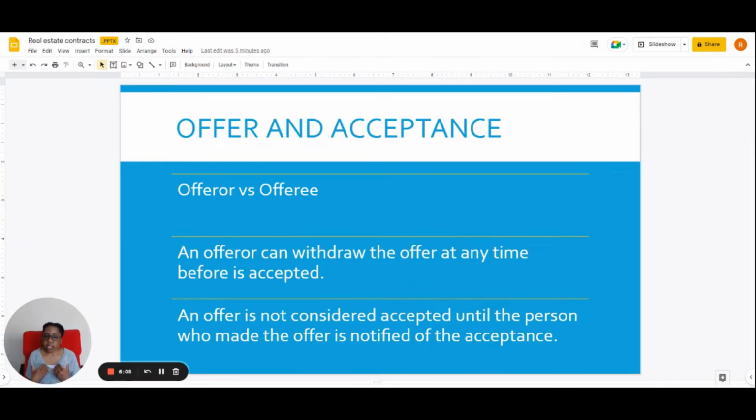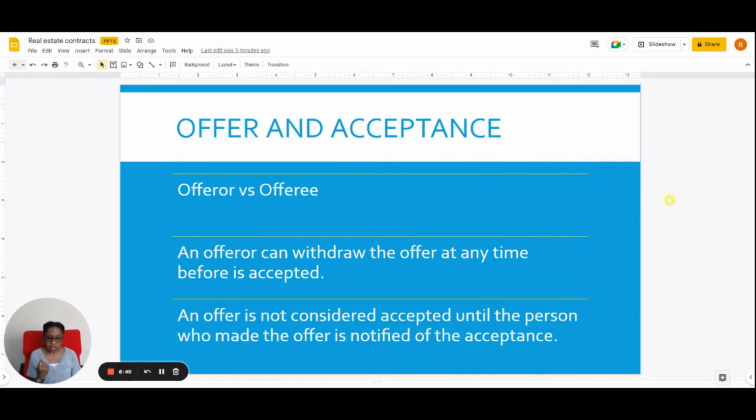As brokers, it is our responsibility to make sure that we communicate the information quickly between our clients. So if your client says, I accept the offer, what you need to do is make sure you send that to the other client, the buyer's client or the seller's client, so that they can also notify their client that the offer has been accepted. Okay. And then finally, an offer is not considered accepted until the person who made the offer is notified. Right? So that is very, very essential, and you need to remember that.